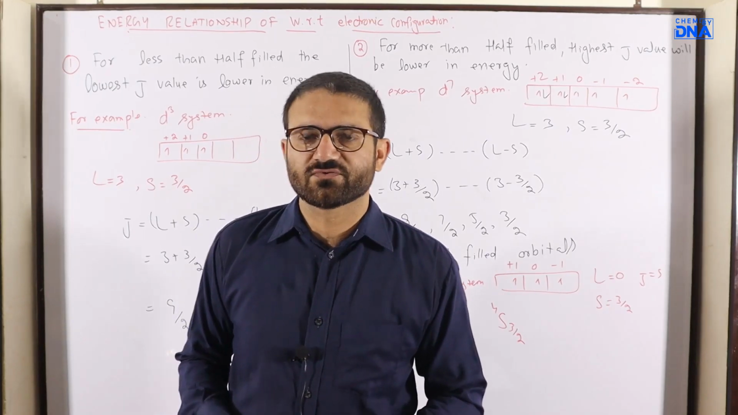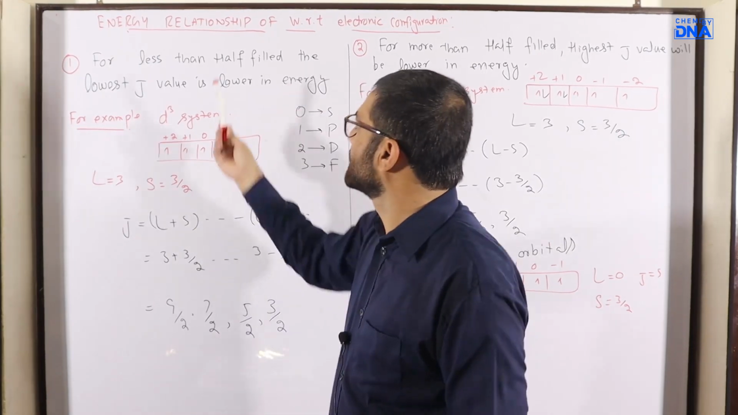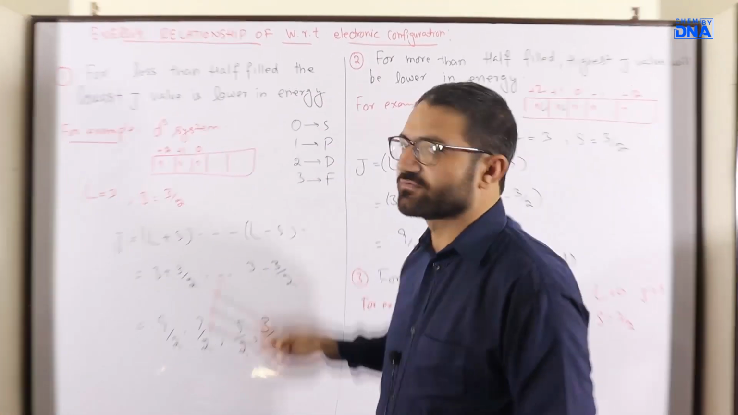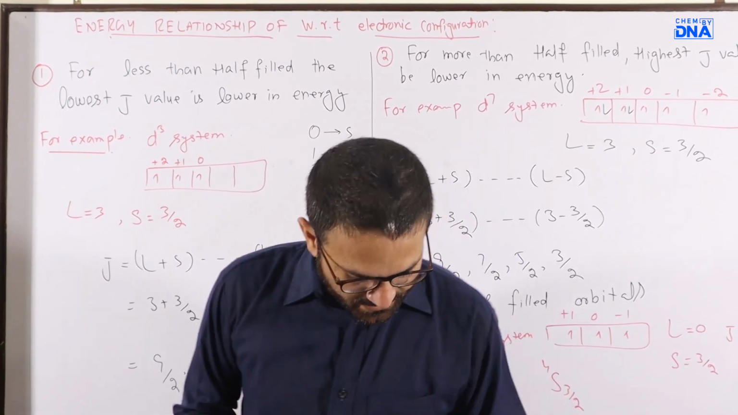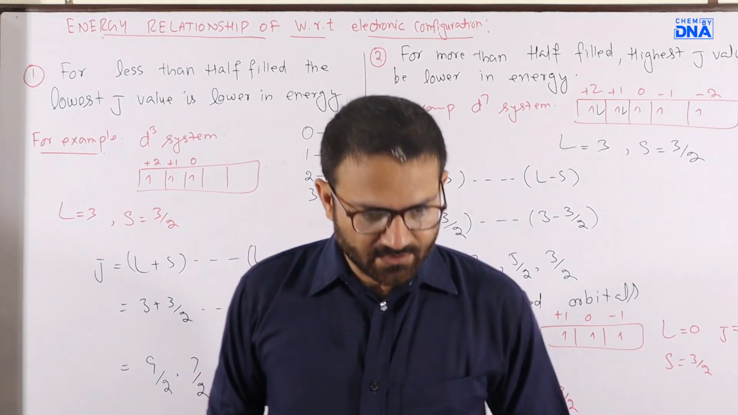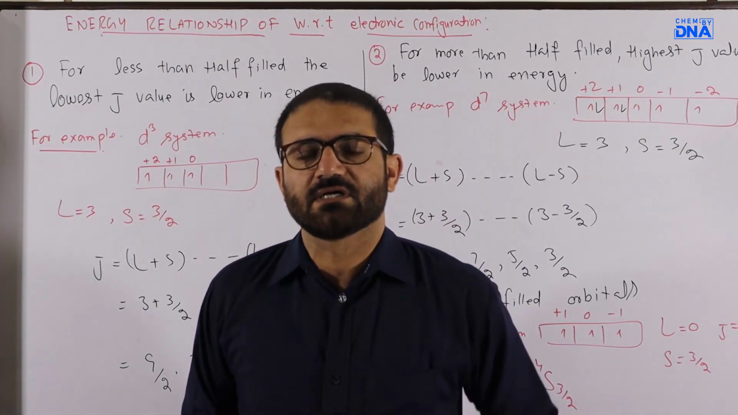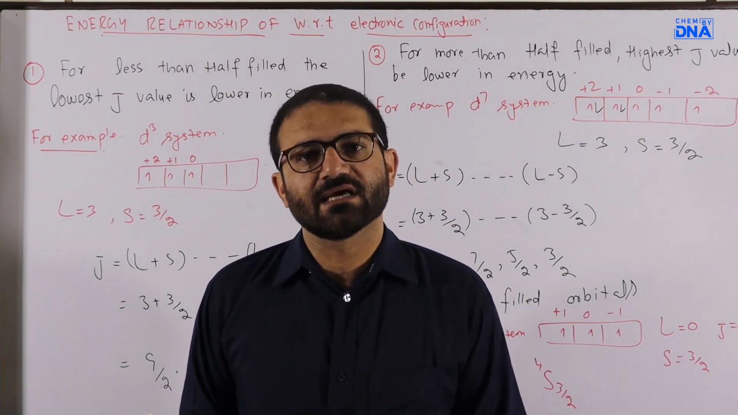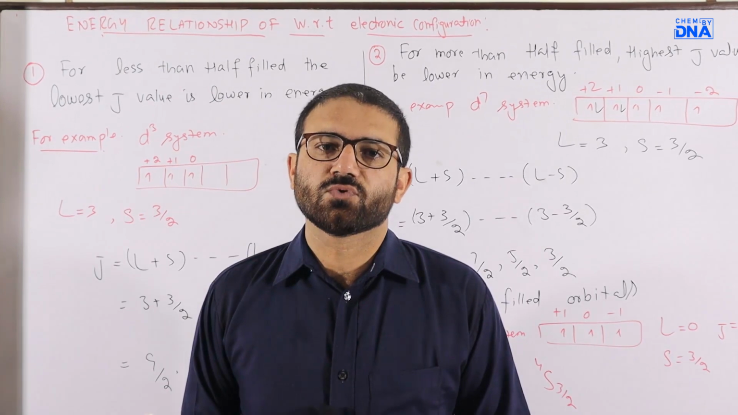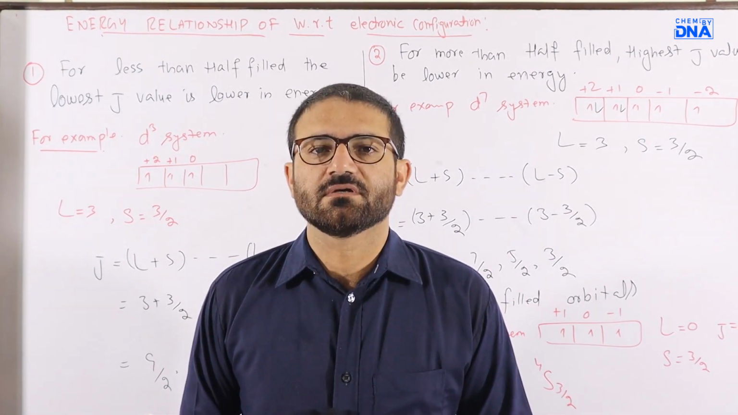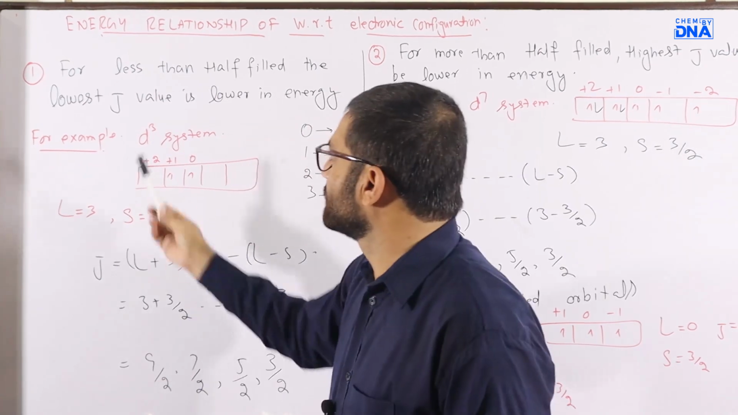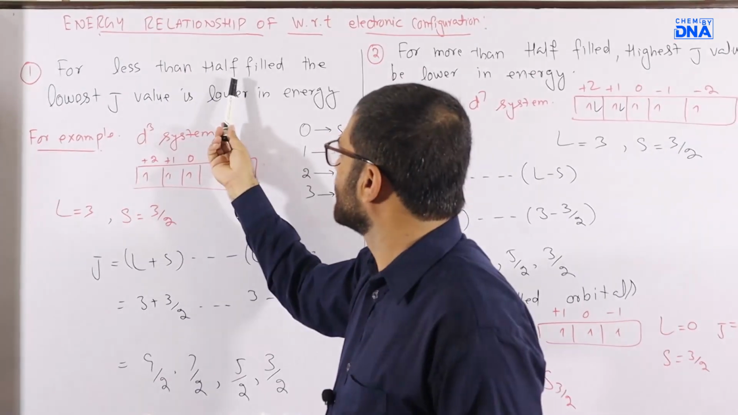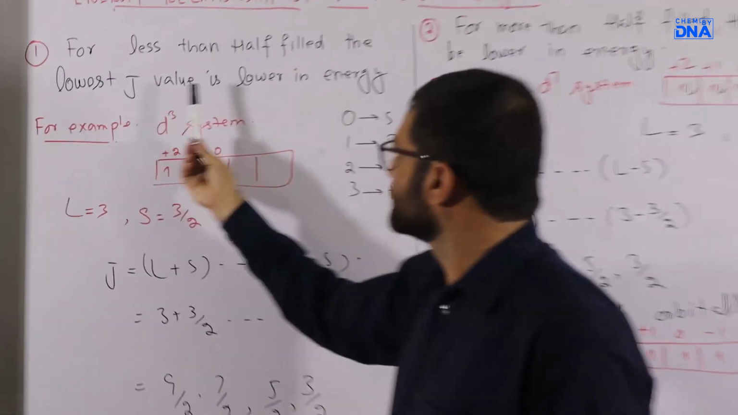Now let us move towards the energy relationship with respect to electronic configuration. In case of electronic configuration, there will be 3 patterns: number 1 is the less than half filled orbitals, number 2 is more than half filled orbitals, and number 3 is partially filled orbitals.